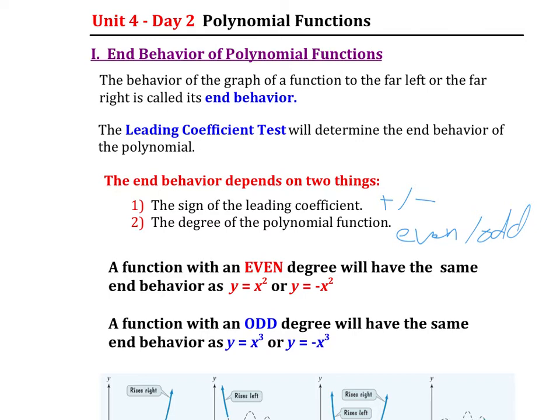As we mentioned before, any function that has an even degree, so x squared, x to the fourth, x to the sixth, eighth, 10th, whatever, will have the same end behavior on each side. So the left side will go up, then the right side will go up. Or the left side goes down, so the right side also goes down. With odds, you'll always have one of each.